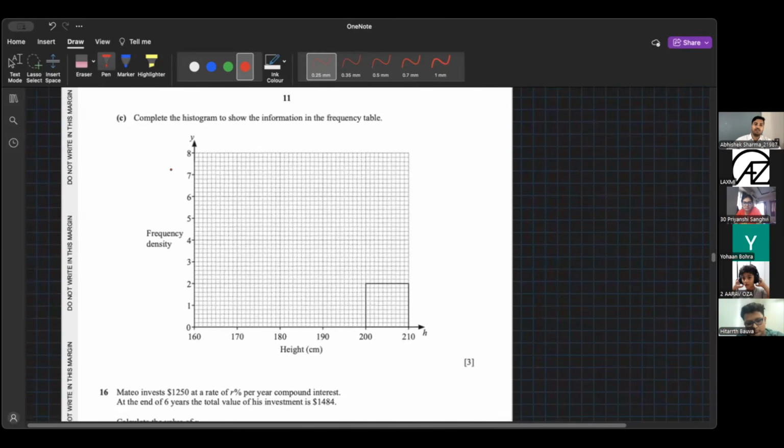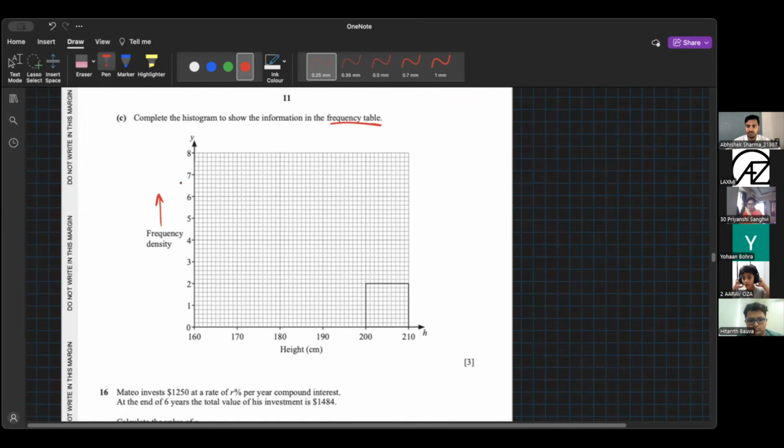Let's move on. We also have frequency density now. Just complete the histogram to show the information on the frequency table. Yes, there was a question like this where we do not have to draw, but we have to fill in blanks for the height of each bar. Like, it's given that one bar is equal to 13 centimeters, then you have to find the others.